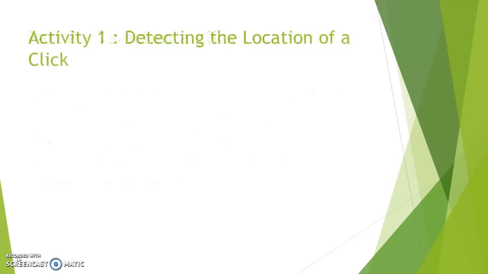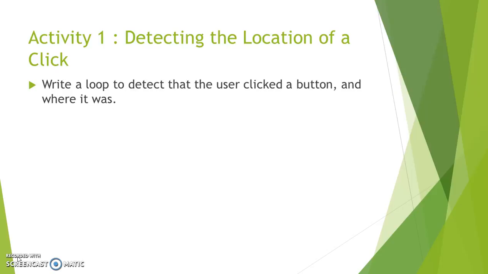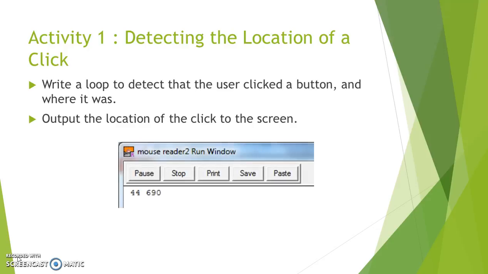And really this is what I have in mind for our first activity then. Just write a loop to use the command to detect that the user clicked a button and where it was. And what I'd like you to do is just output the location of the click to the screen. And your output should look something like this.